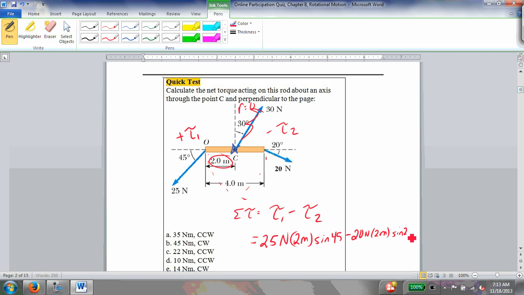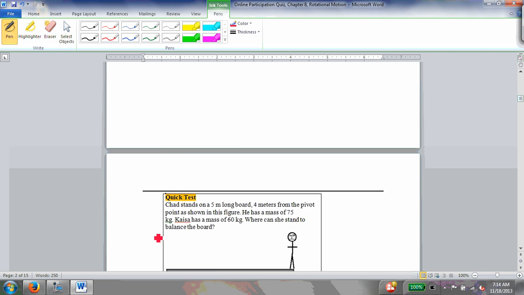degrees. That's 50 sine 45, minus 40 sine of 20. Now I get a positive 22 newton meters. Since it's positive, that's counterclockwise. So C is the right answer.